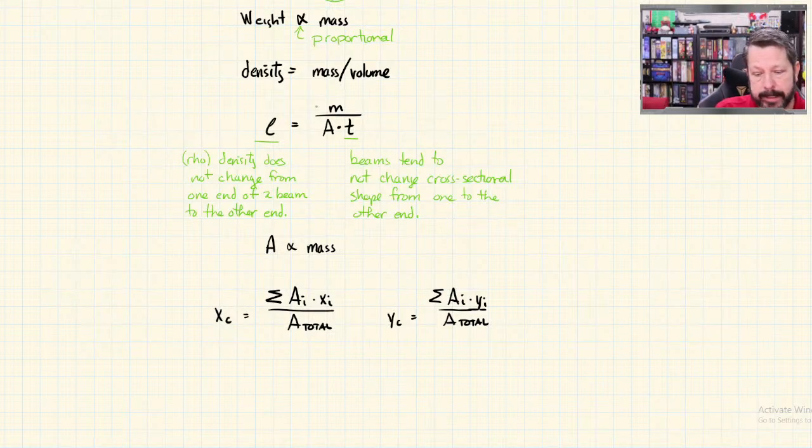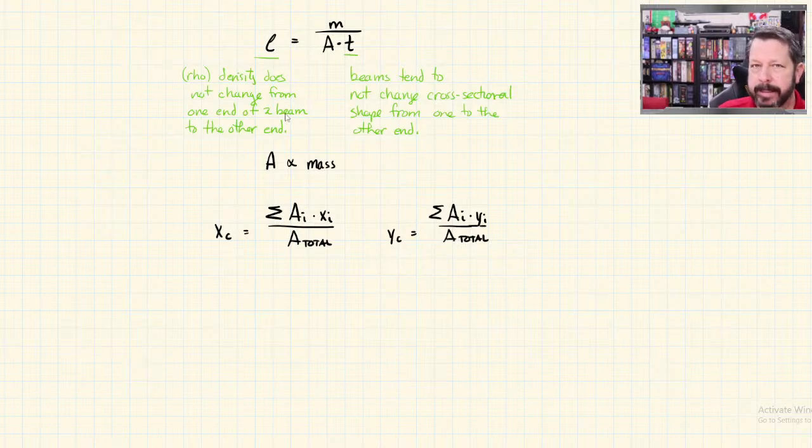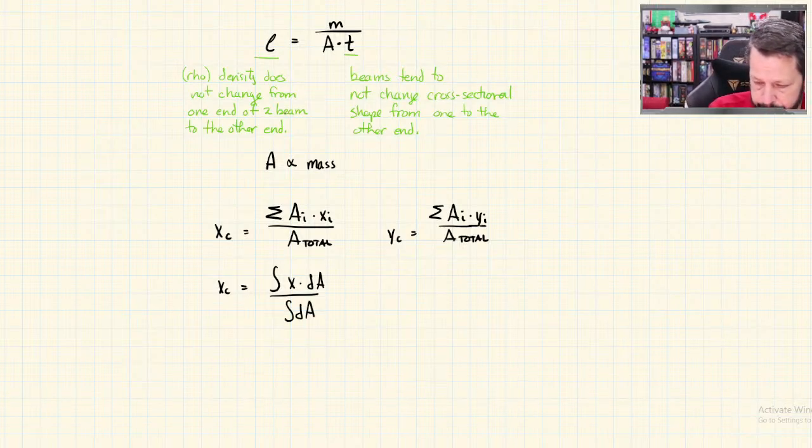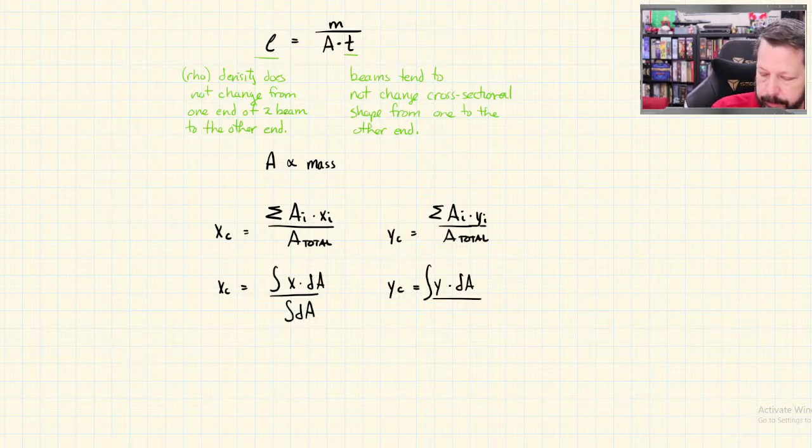So this is a discrete method, and this is what we'll use most of the time. But you could end up with a shape that doesn't lend itself to discrete processes very easily. We need continuous processes. So we could also say, instead of discrete summations, that x sub c equals the integral of x times dA over the integral of dA, which would just be the total area. We could do the same thing for y sub c: the integral of y, not y sub i, just y, times dA, over the integral of dA.